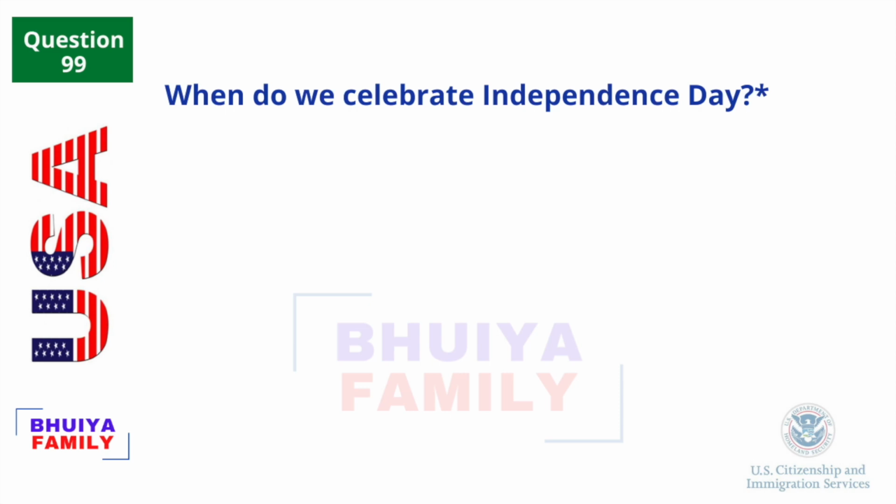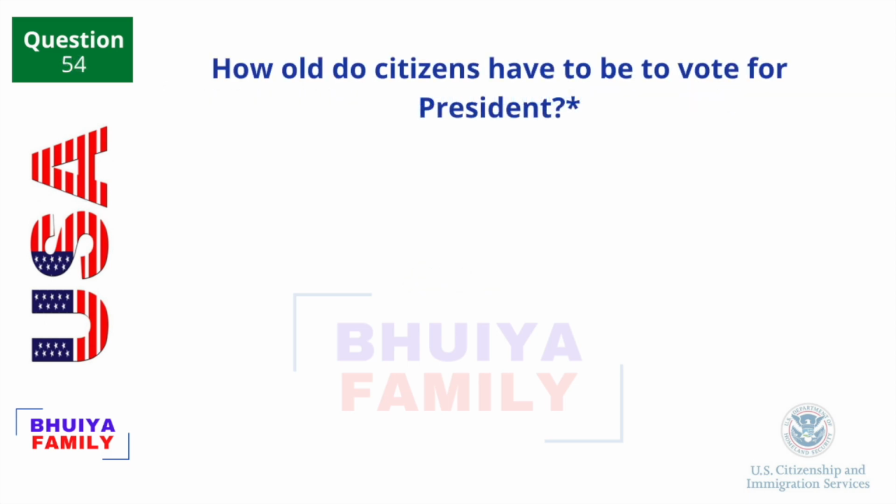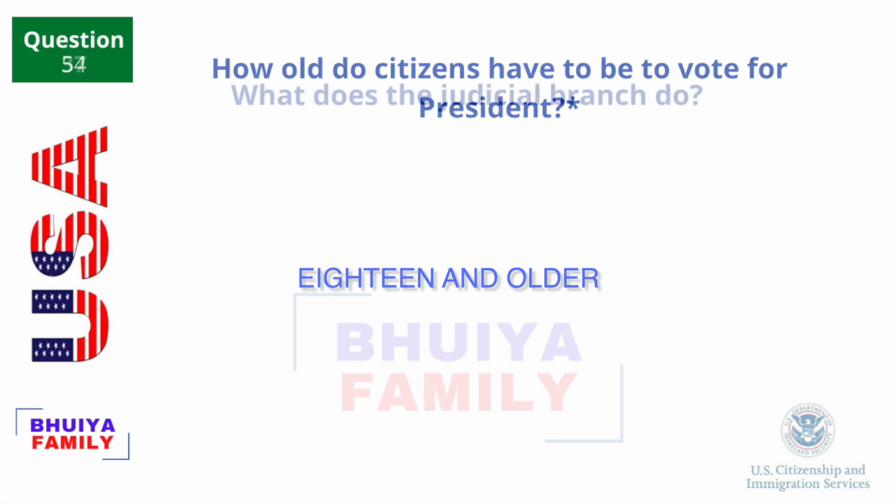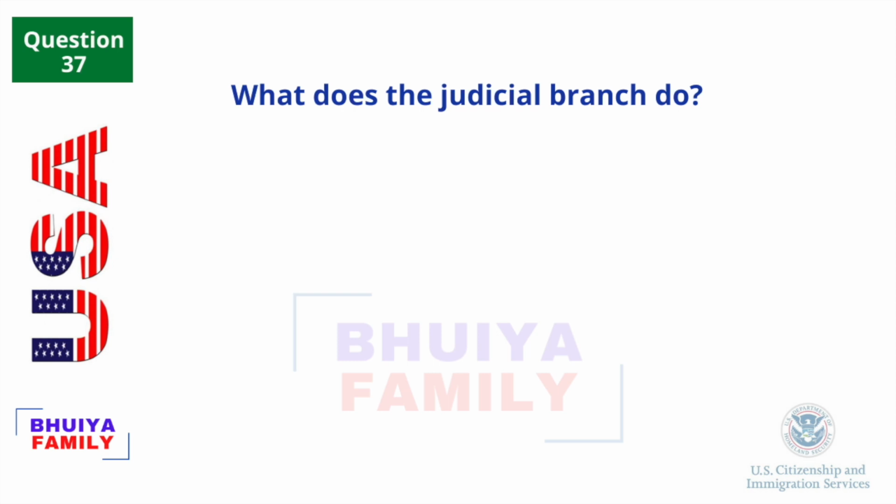When do we celebrate Independence Day? July 4. How old do citizens have to be to vote for president? 18 and older. What does the judicial branch do? Reviews laws.